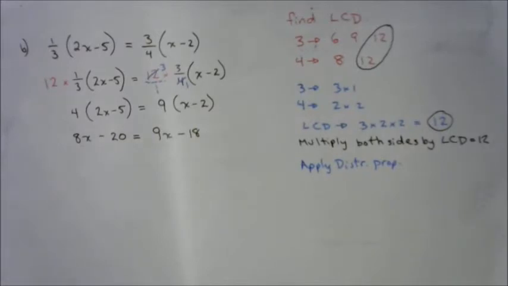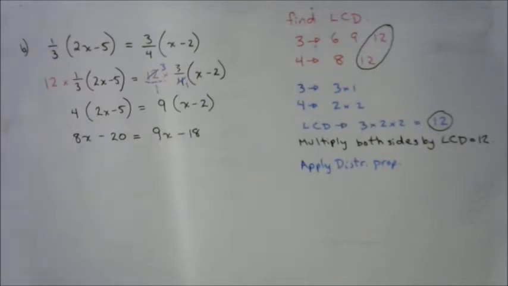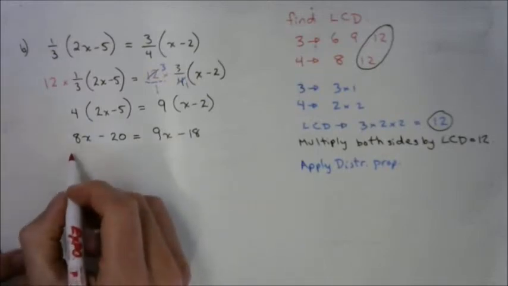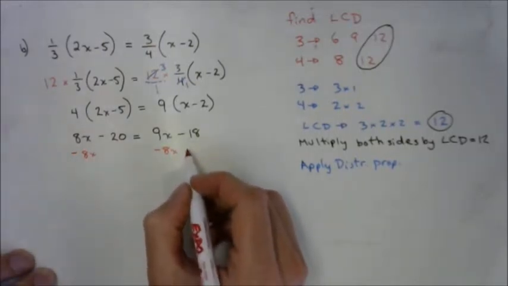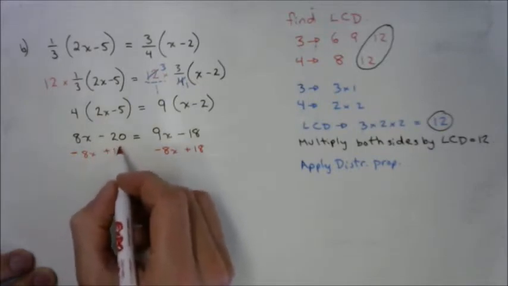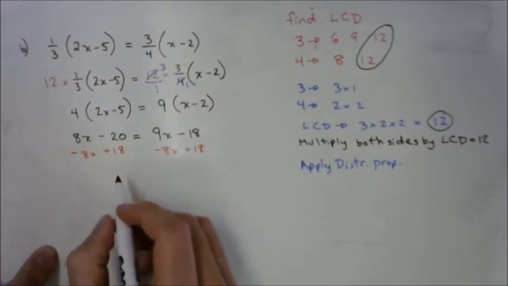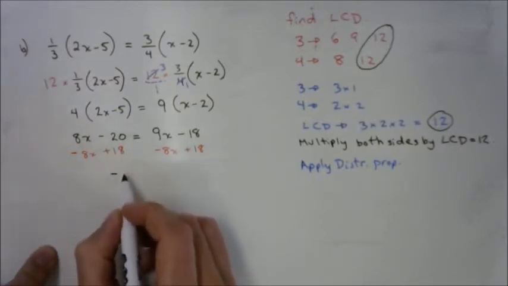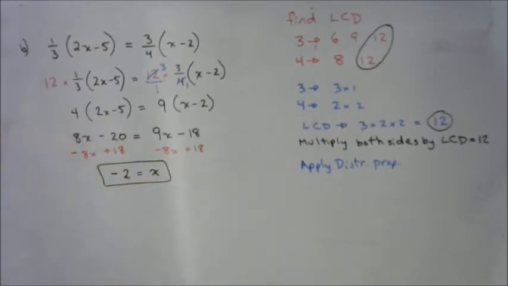Now what? Don't we work from right to left? No, because if you do 8x minus 9x, it's going to be negative x. In order to keep our variable positive, we're going to bring it to the right. So we're going to subtract 8x from both sides, and we're going to add 18 to both sides. That's going to keep our variable positive, but our answer is still going to be negative, which is okay. x equals negative 2. Bam.